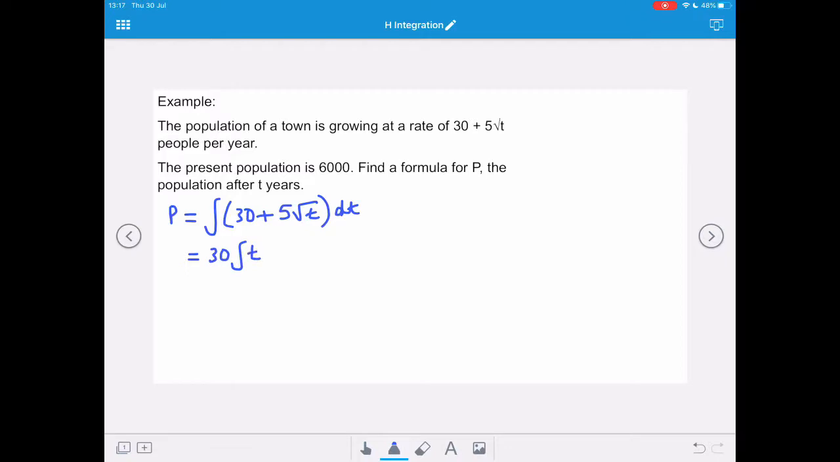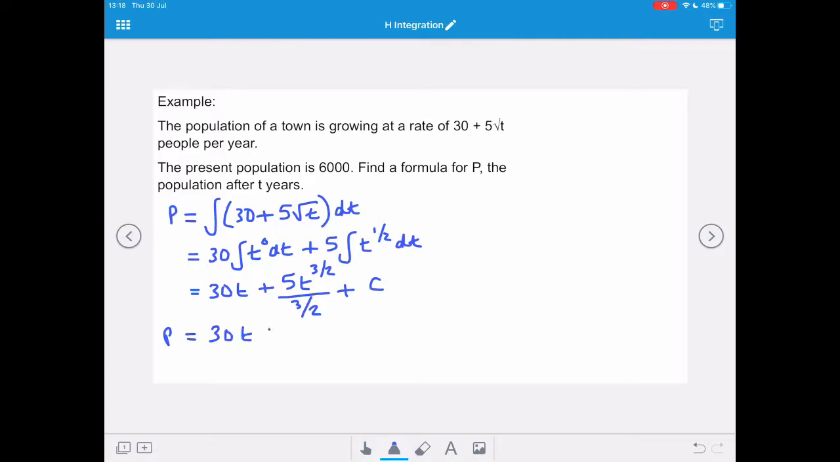And if we split into two separate terms, we can integrate them independently, remembering that we have to put that root t in integratable form as t to the power of a half. So when we integrate this, we get 30t plus 5t to the power of 3 over 2 divided by 3 halves plus c, the constant of integration. And we can simplify this as 30t plus 10 root t cubed all over 3 plus c.